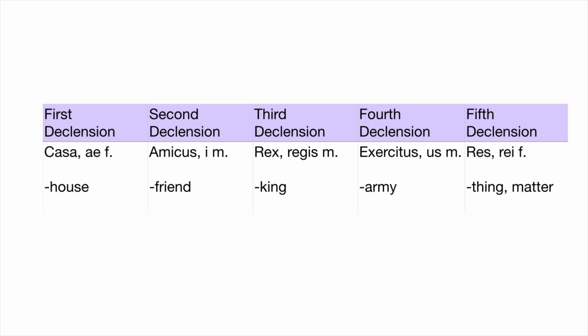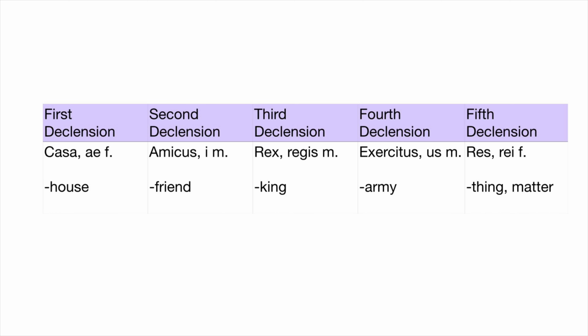That is telling us that the nominative is rex, the genitive is regis, so it's third declension with the IS ending. Exercitus, exercitus, or it might be exercitus, then just us. That's telling us with the us that we're looking at fourth declension, or res, rei, with the EI ending, is telling us that that is fifth declension.